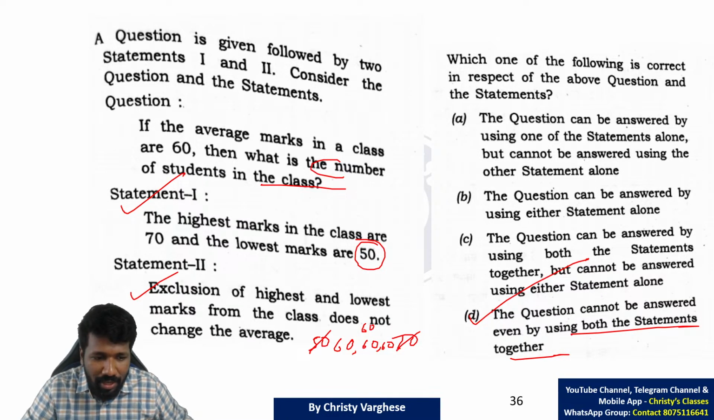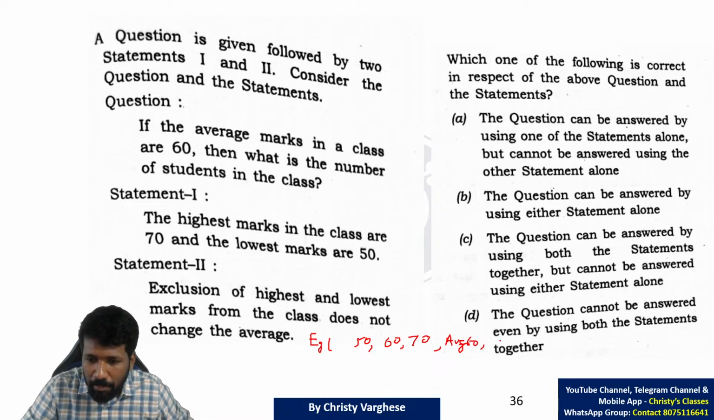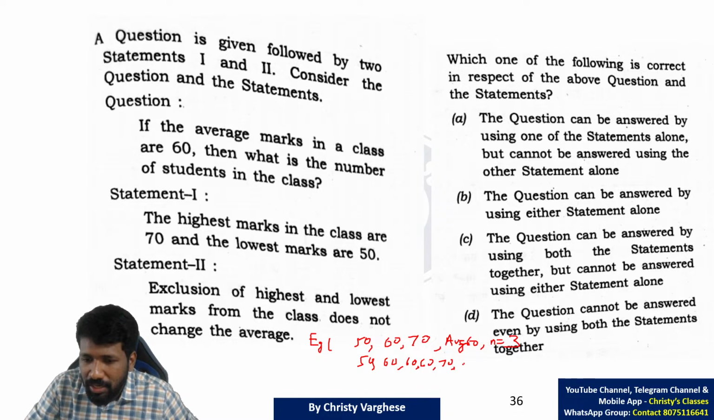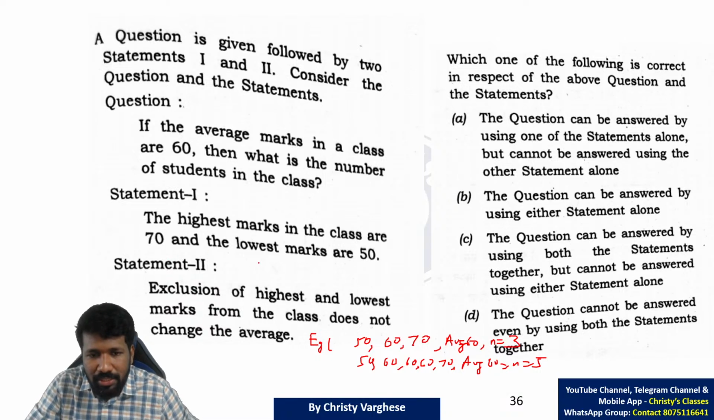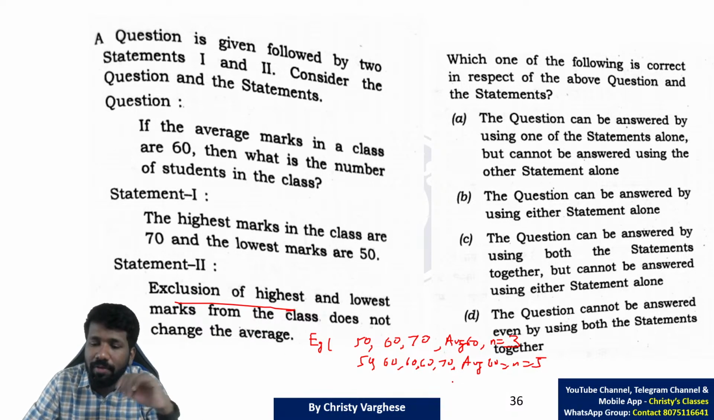That is the meaning. Again, those of you who have doubt, I will write 2 examples. Example 1: 50, 60, 70, the average is 60, you can check it, and the number of observations is 3. But if it is 50, 60, 60, 60 and 70, the average is still 60 itself, and the number of observations is 5. And in both cases, the second condition is also satisfied. Excluding the highest and lowest marks, 50 and 70, earlier the average was 60, now also the average is 60. So both statements we have used, still we are getting different answers for the number of students.